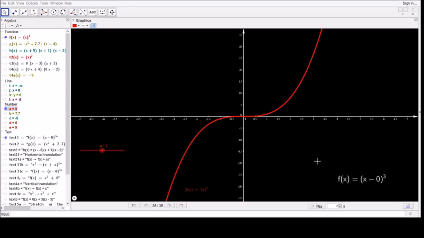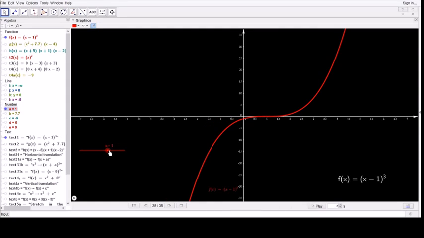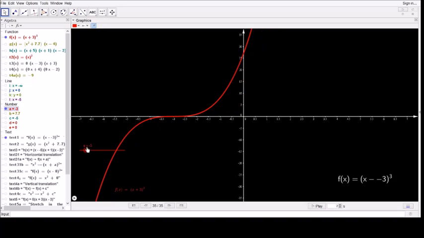If we change the value of a, we can see what effect that has. In a case where we have f of x is equal to (x minus 1) all cubed, you can now see the triple root occurs at x equals 1. There's no change in the shape of the graph. Going in the other direction, we have f of x is equal to (x plus 3) all cubed, and the triple root will occur at negative 3.